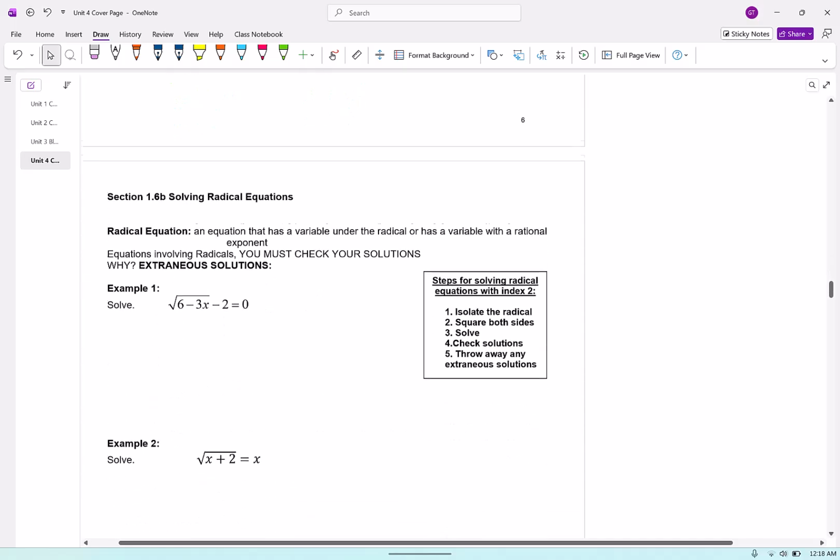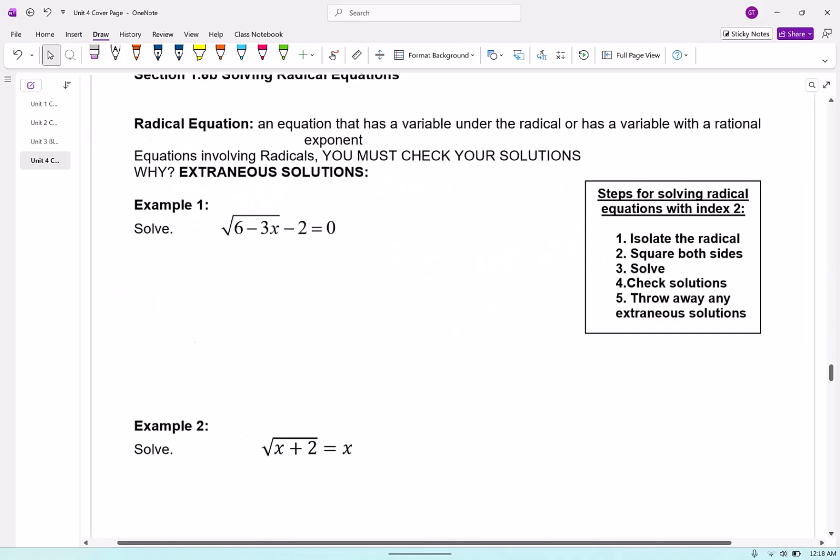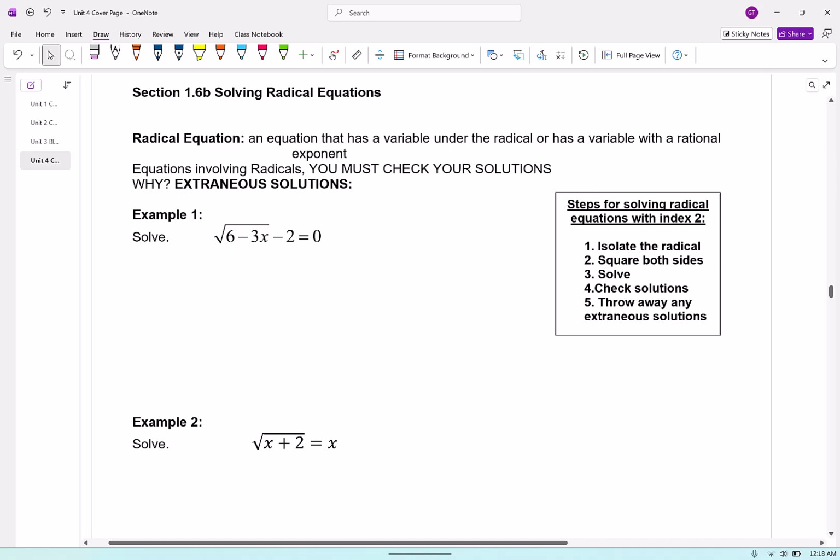Next bit, solving radical equations. Okay, most of this is not as bad as it might look. So there are some extraneous solutions, which means we're going to have to check. Extraneous means that when I plug it back in, it does not work.